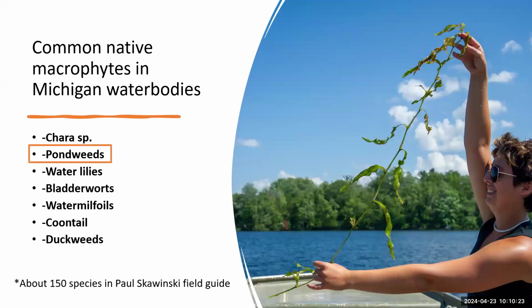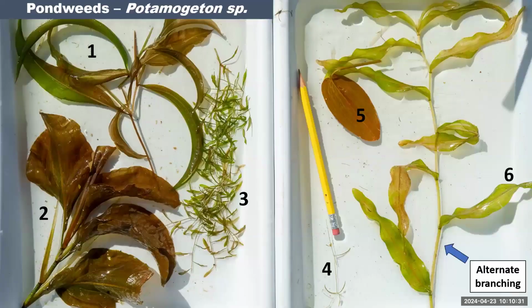All right, let's talk about some pondweeds, the Potamogeton species. Paul Skawinski covers 27 species. And here is an example of 6. So Potamogetons are really fun. When you get a search image for the different varieties that are out there, they're not too bad to tell one apart from the other.